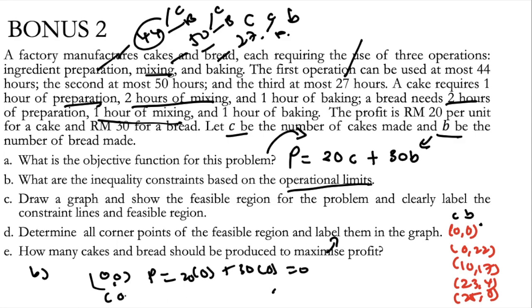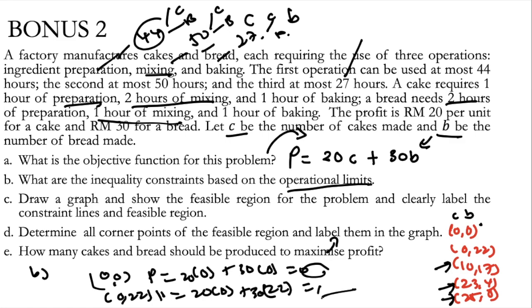You have 0, 22. Profit becomes what? 20 times 0 plus 22 times 30, sorry, plus 22 times 30, isn't it? And then you get what? And then you do for this, you do for this, you do for this. Find the maximum answer. That maximum answer, you must write down.